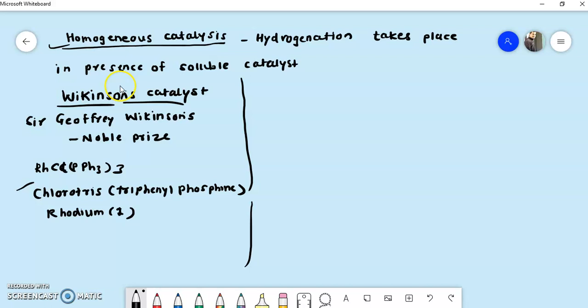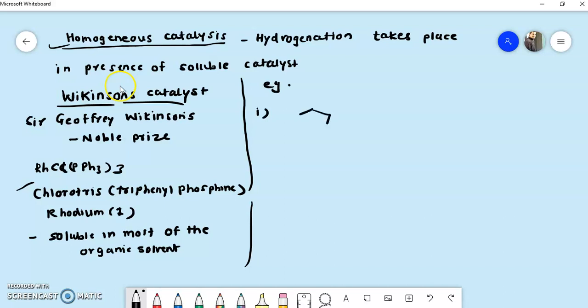The advantage of this catalyst is that it is soluble in most of the organic solvents, and hence the reaction can be carried out in homogeneous condition. Now I will take few examples.